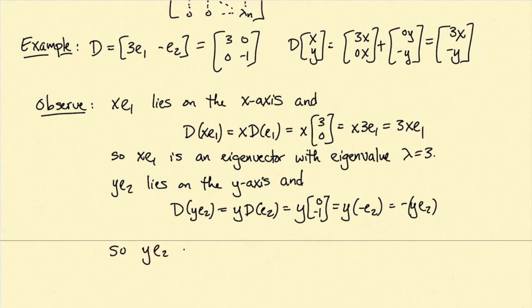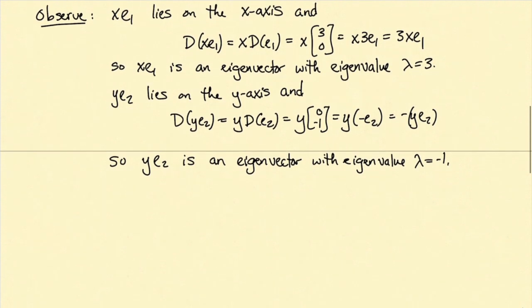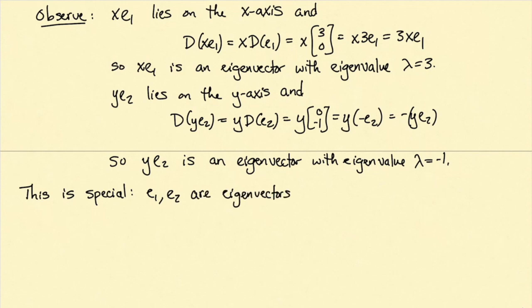So again, we see that y times E2 is also an eigenvector, and the eigenvalue associated to this eigenvector is negative 1. So while this may seem like a silly exercise, which doesn't get us anything beyond what was already obvious, this does give us some perspective and maybe some motivation. The important thing here is E1 and E2 are both eigenvectors for our matrix. And these two vectors are special because they form a basis for our space.